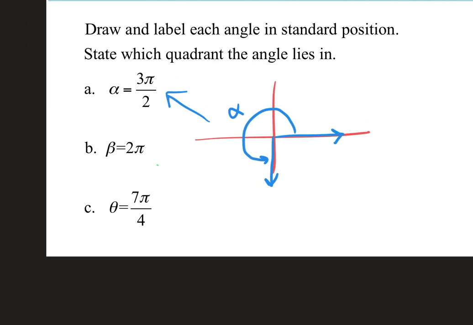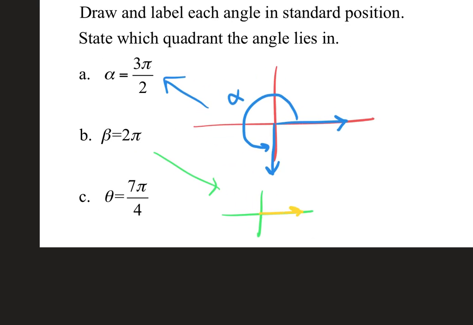What did we say 2 pi would be? All the way around. So it starts here, it goes all the way back around. This would be 2 pi.